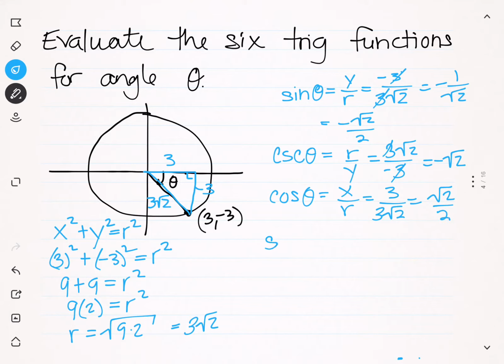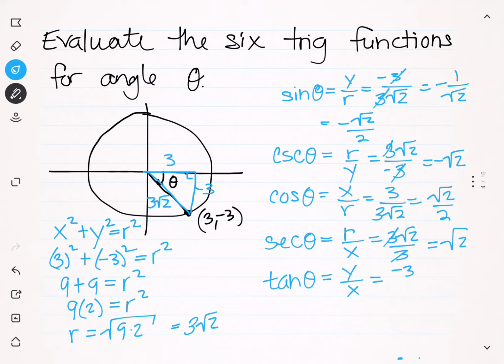The reciprocal of cosine is secant, and that's going to be r over x. So that's going to be 3 root 2 over 3, and that's going to give us just positive root 2. And the tangent function is going to be y over x, which is negative 3 over 3, which is negative 1. And the cotangent of angle theta is x over y, the reciprocal function, and we're going to get the same thing as tangent, negative 1.